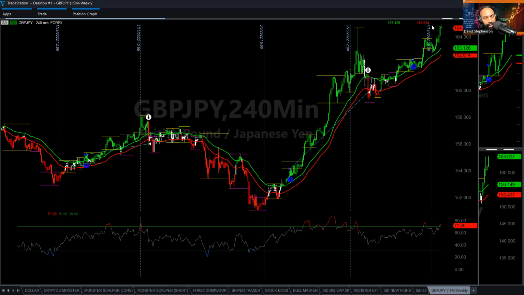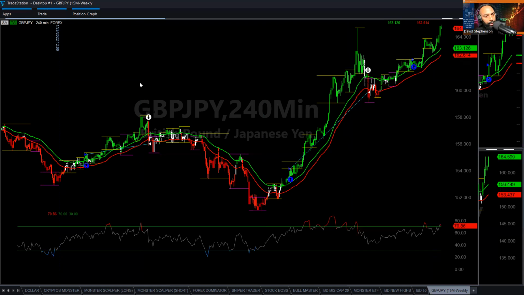Here, we don't have any purple support and resistance, right? We have red right here, overbought. So guess what? We need to be concerned that we're getting overbought. It's a great little tool that you guys can use to see where price is overbought or oversold.